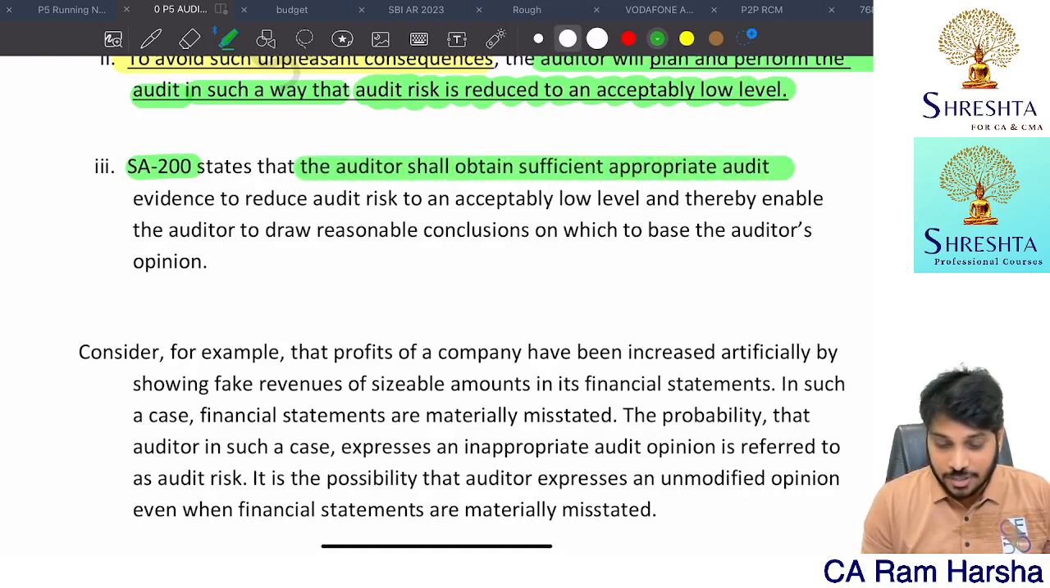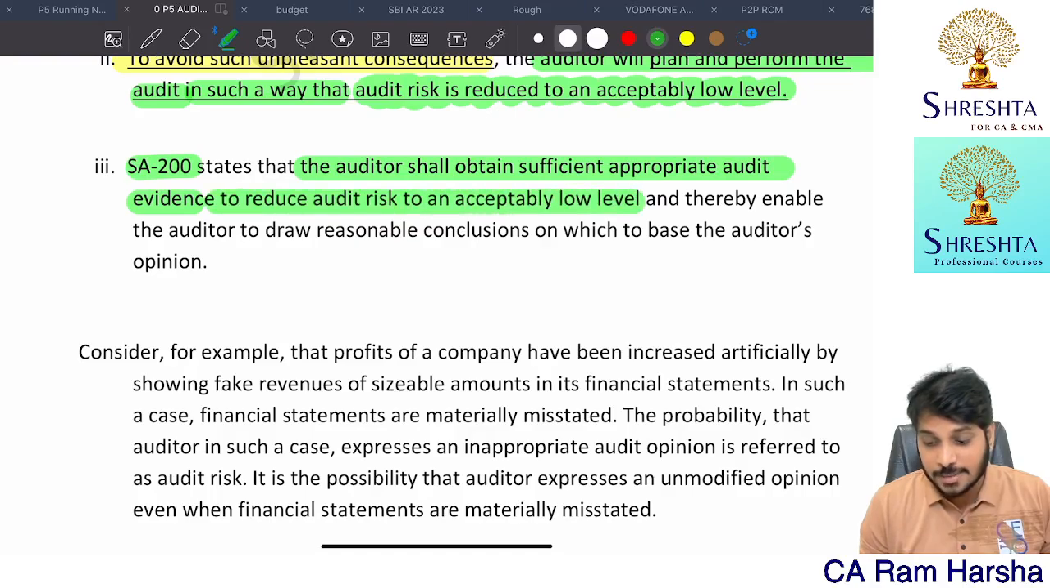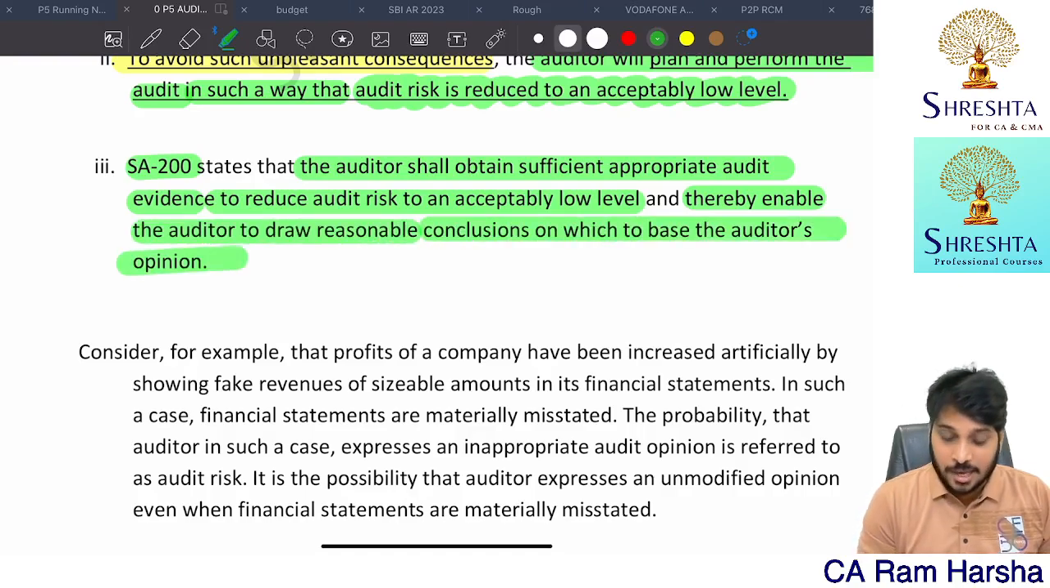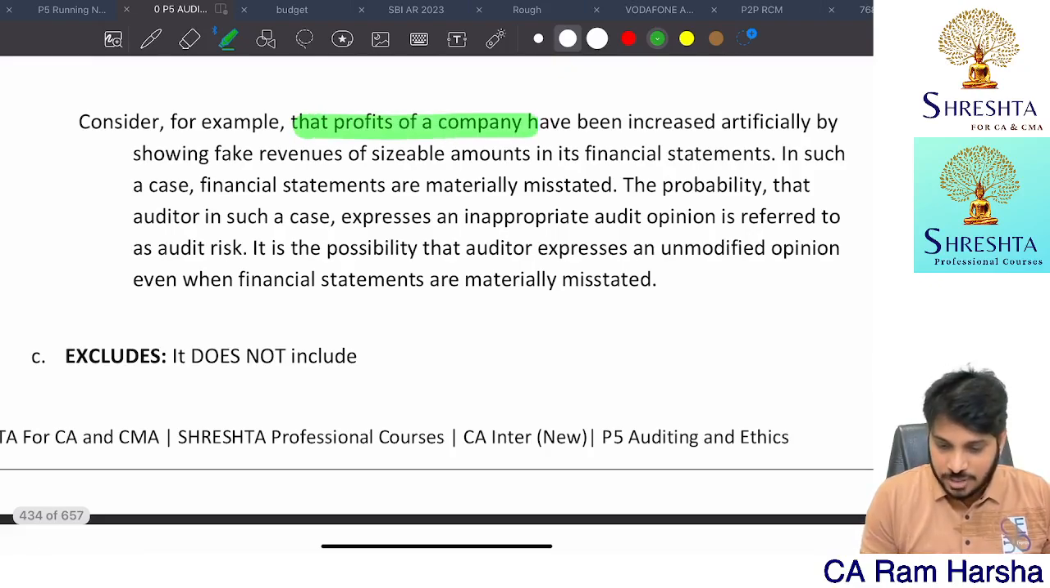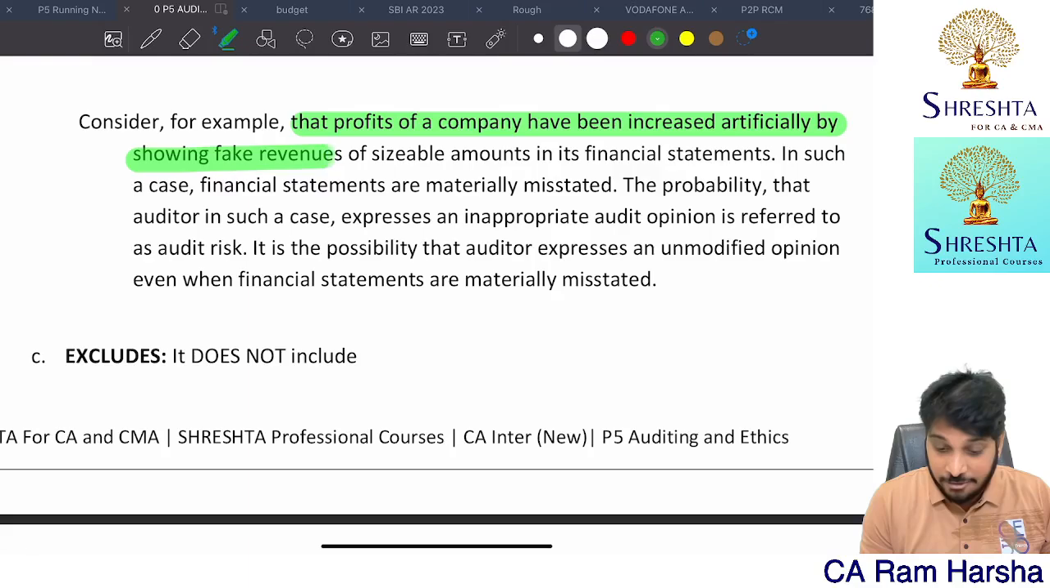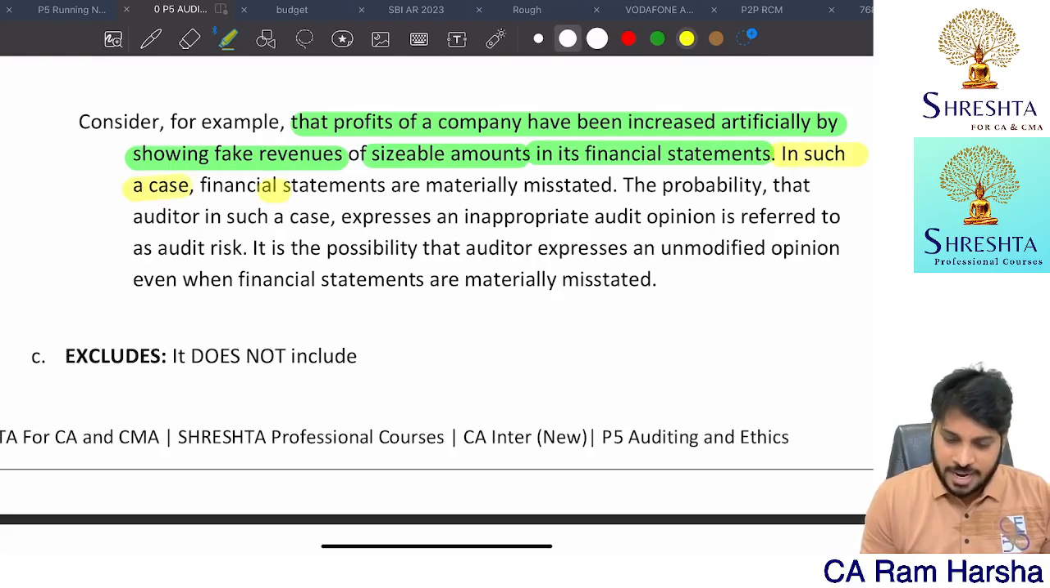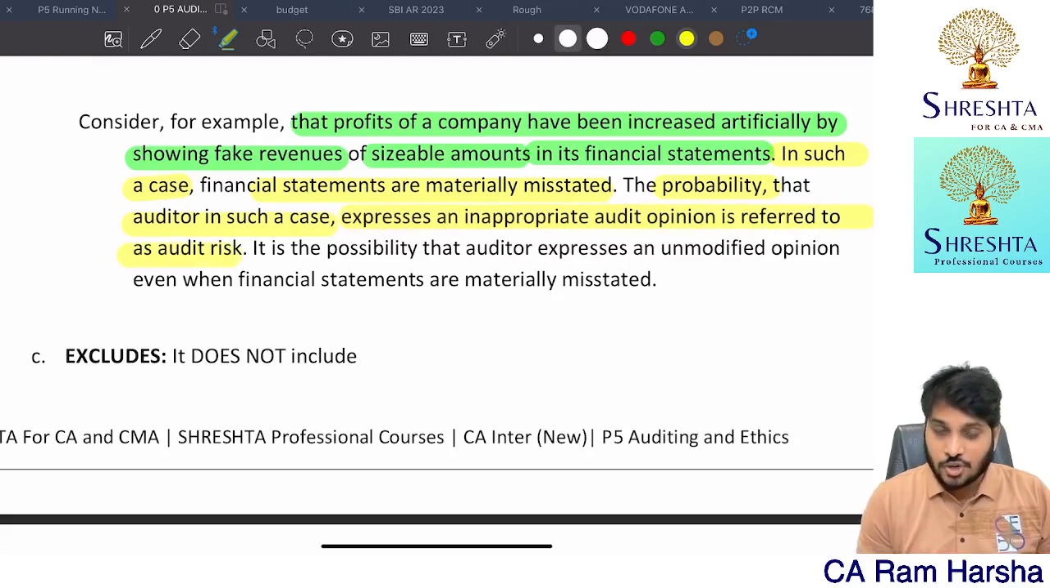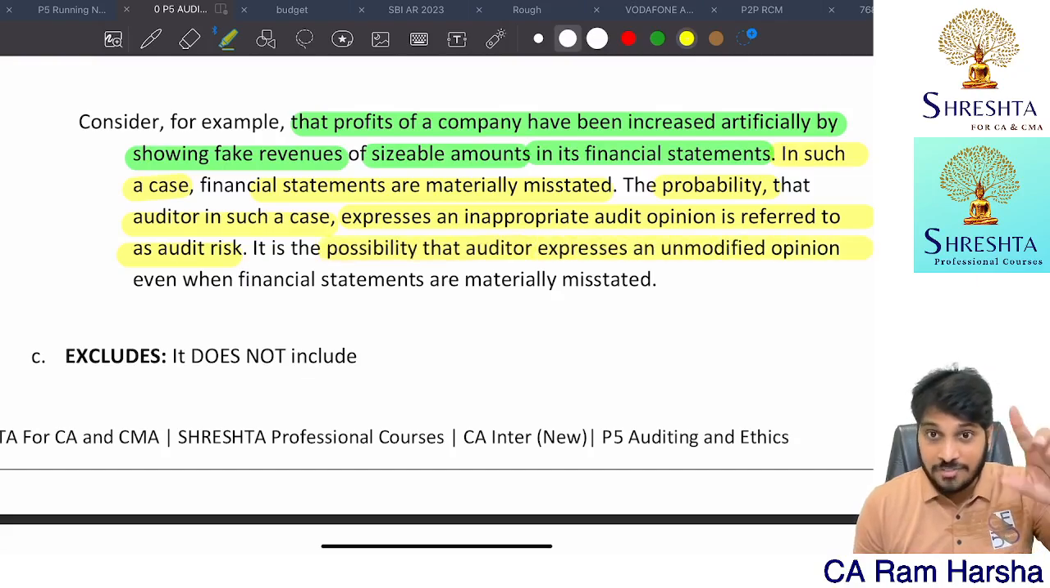The auditor shall obtain sufficient appropriate evidence to reduce audit risk to an acceptably low level and thereby enable the auditor to draw conclusions on which to base the opinion. For example, profits of the company were increased artificially by fake revenue of sizable amounts in the financial statements. In such a case, financial statements are materially misstated. The probability that the auditor in such a case expresses a wrong opinion is referred to as audit risk. When the financials are completely misstated, the possibility that you may give unmodified opinion, right? That risk is called audit risk. It is a possibility that the auditor is expressing unmodified opinion even when the financial statements are materially misstated.